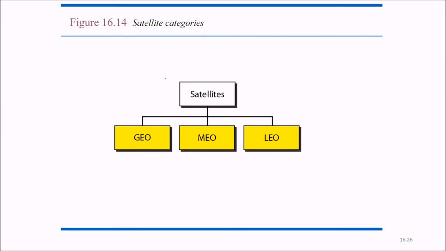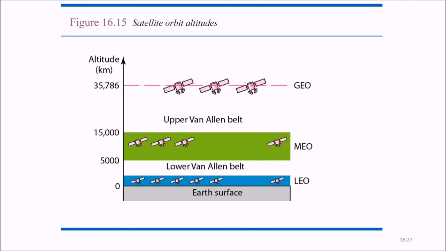So we have three categories of satellite: GEO, MEO, and LEO. This is medium Earth, this is low Earth, and we'll see about GEO. We have just seen GEO, that is around 36,000 roughly kilometers. These are the altitudes of various satellite orbits. As we have seen, GEO goes up to 36,000 kilometers from the Earth, and the MEO is in between, that is around 15,000. And then we have lower Earth orbits, that is lower than, say, 5,000.